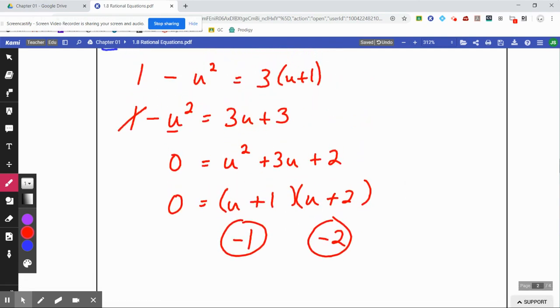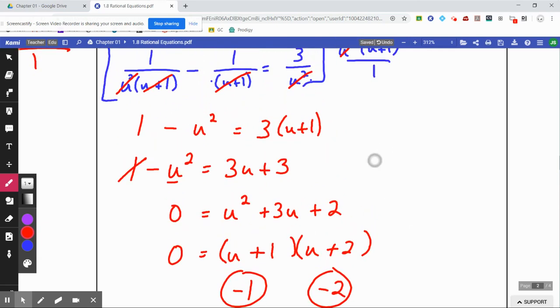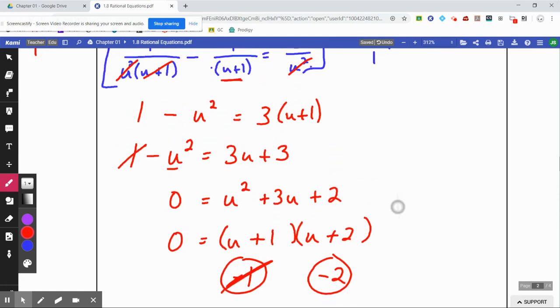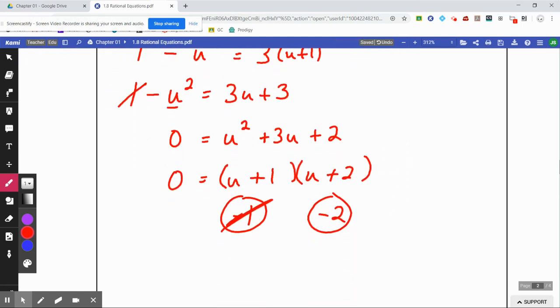And you can try to plug those into your original, and you've got a problem. If you look right here, if you were to try to plug in a negative 1 here, negative 1 plus 1 would give you a 0. So therefore, we have to throw out that answer. Negative 2, plugging it in should be fine.